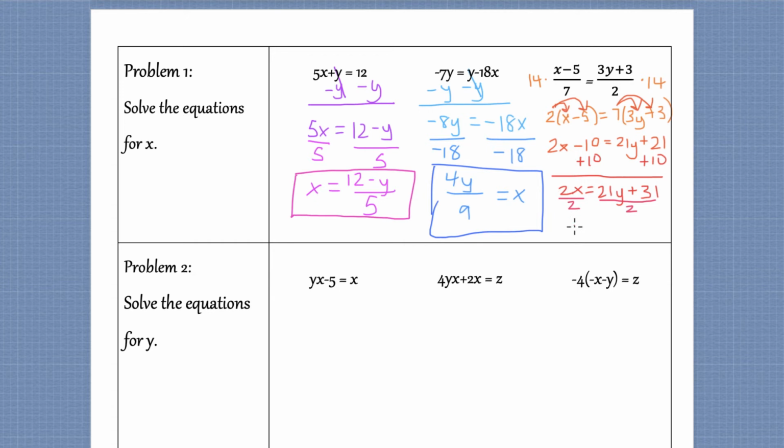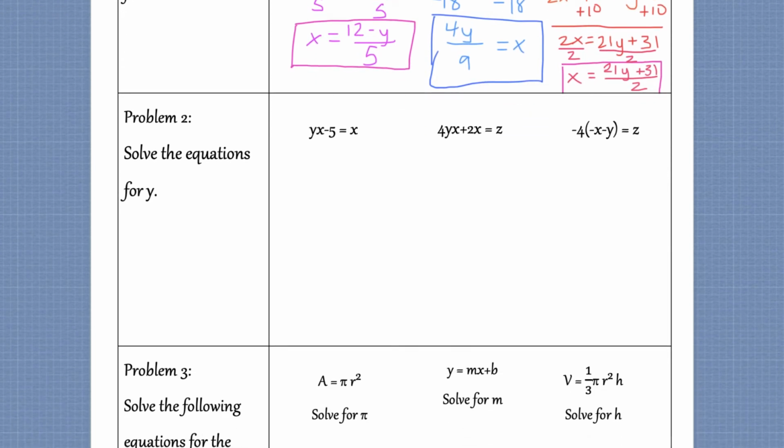And so 2x divided by 2 leaves us with just x, which is going to be equal to 21y plus 31 all over 2. And that is going to be our final answer. Now that we've solved all of these equations for x, we're going to move on to problem number 2.